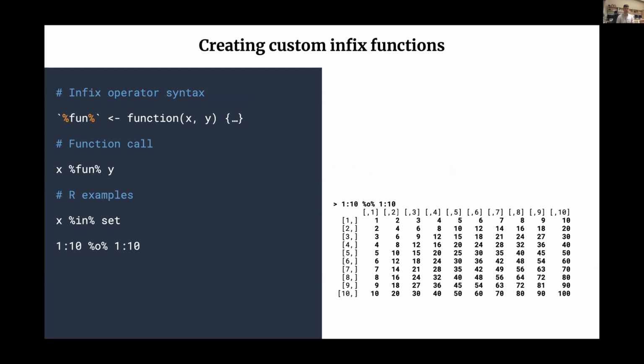In R, there are a few examples of those functions. One very well known is the in operator, which checks if the element in set also appears in X. And there is also this one called outer, which basically takes a multiplication of every pair of elements. So for example, the last line of the code would provide a multiplication table.